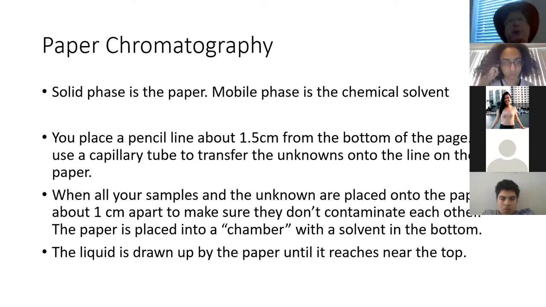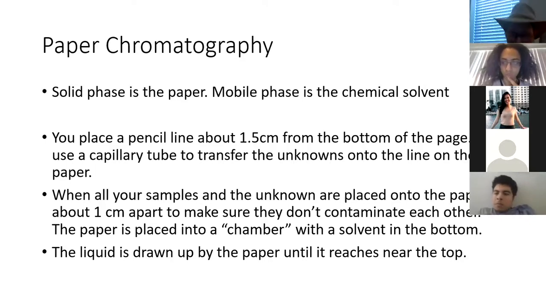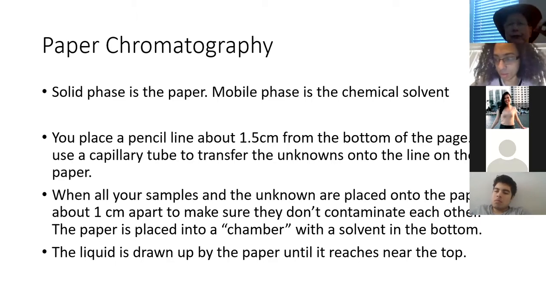So we're using a paper today. What you do in this experiment, if you were performing it, first you would measure out a space 1.5 centimeters from the bottom of the piece of paper, and you mark it with a pencil. Anybody want to guess why you don't use pen? It'll soak it up and mess up the results. The pen also will go up the paper, and because the pen goes up the paper, you're going to distort your results.